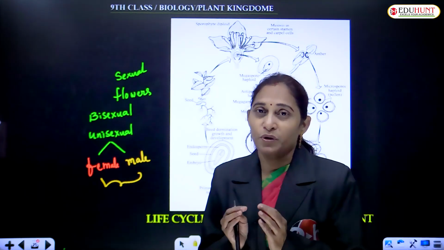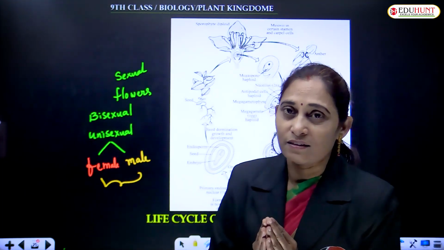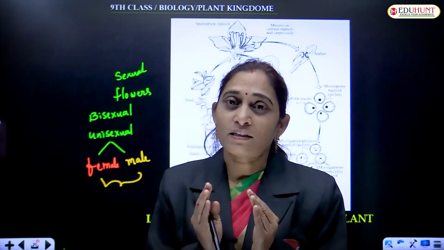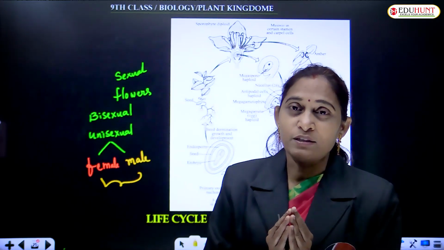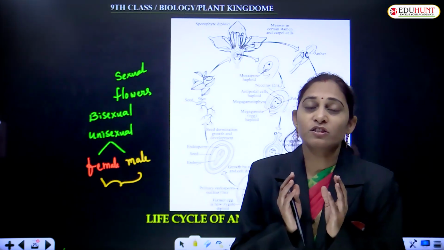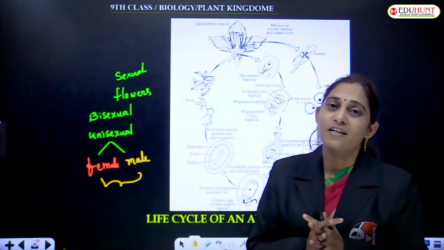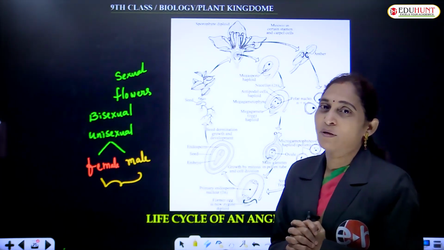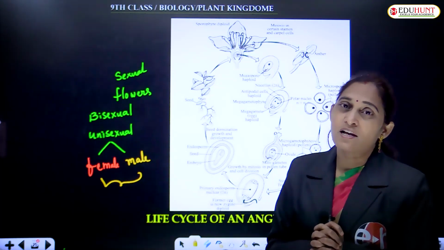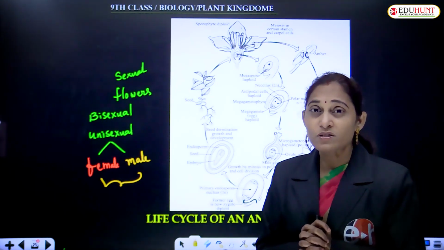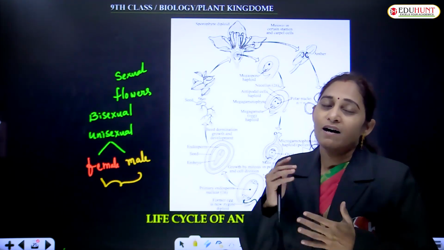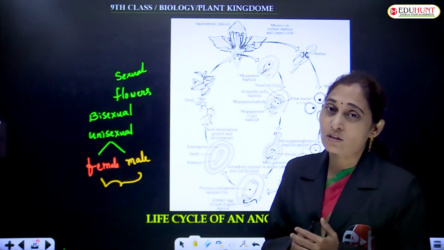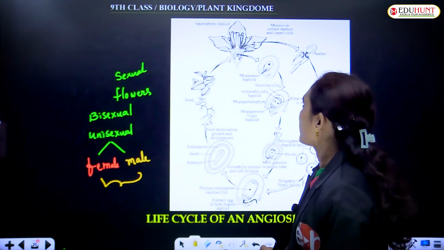Calyx is meant for protection while the flower is in bud condition, and the corolla is meant for attraction of pollinating agents or pollinators. And these are said to be non-essential organs of the flower because they are not directly involved in the sexual reproduction process or the fertilization process.